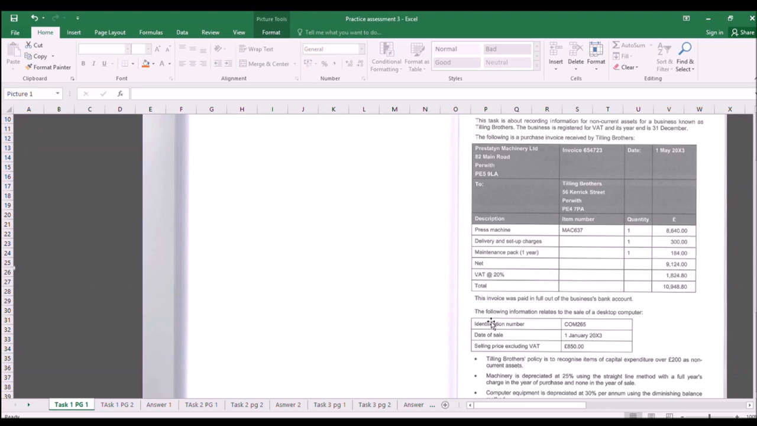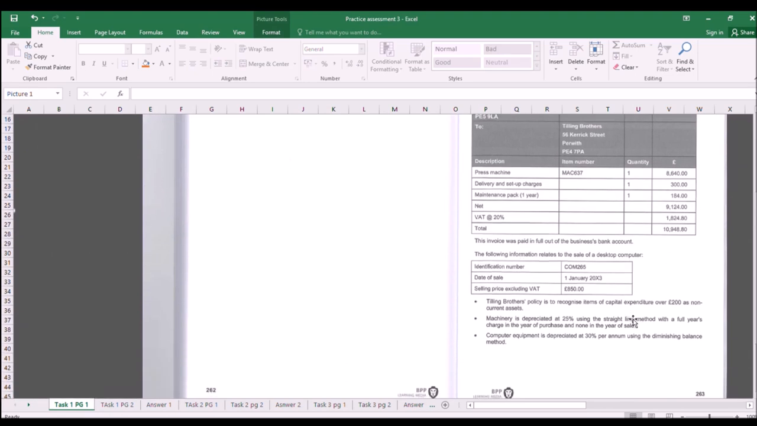The invoice spread, the following information relates to the sale of a desktop computer. Let's skim through. Right, so we've got a policy. We're going to recognise items of capital over £200. So we recognise that anyway. This maintenance pack was irrelevant because it's the actual software, an expense charge for the following year in any case. Machinery is depreciated at 25% using the straight line method. Full year's charge in the year of purchase, not in the year of sale.